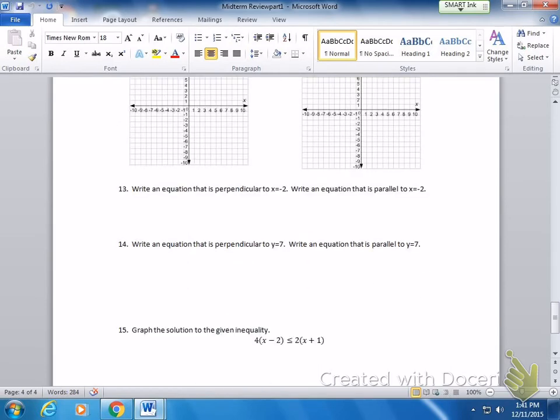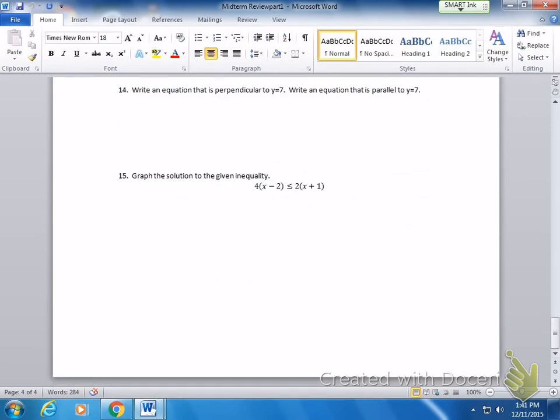We're almost finished. This is the last one. It says graph the solution to the given inequality. So if we're going to graph this, first we need to solve it for x. So I'm going to have to do some distribution. 4 times x gives me 4x. 4 times negative 2 is negative 8. That's less than or equal to 2 times x, which is 2x, and 2 times 1, which is 2. Now I need to move my x's to the same side, so I'm going to subtract 2x from both sides. So now I have 4x minus 8 is less than or equal to 2. I need to move that 8 over, so I'm going to add 8 to both sides.